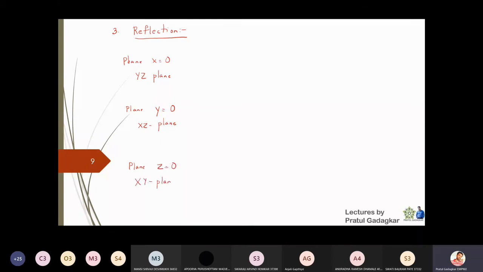Okay, and what should be the matrix if I want to reflect an object about the plane x equal to 0? For the plane x equal to 0, the x coordinate is going to change. If you remember in the previous example, we reflected along the y coordinate, so the sign of the y coordinate changed. So here, if I want to reflect along the plane x equal to 0, only the sign of the x coordinate should change, and the signs of the y and z coordinates should not change. So the matrix will become minus 1, 1, 1.